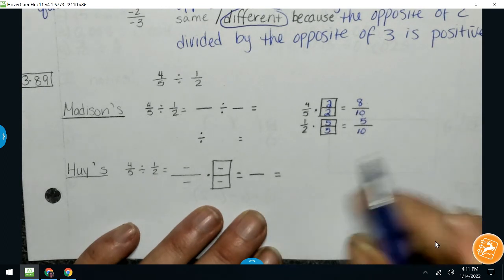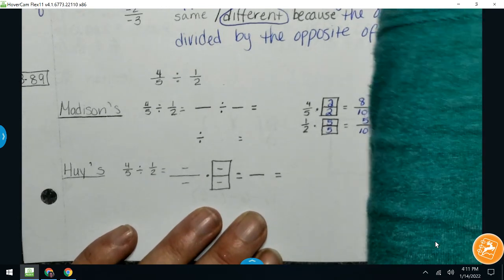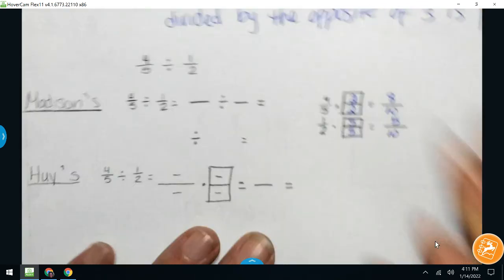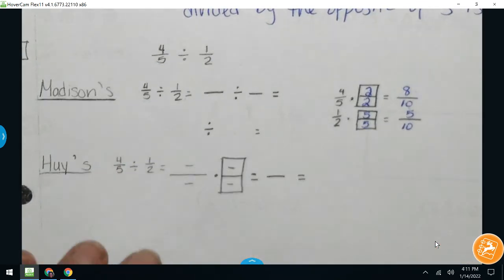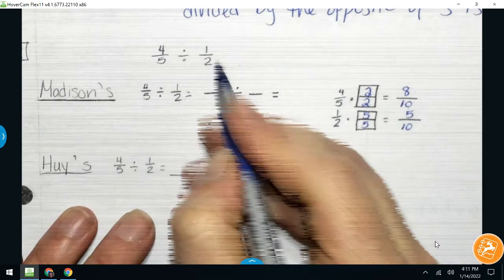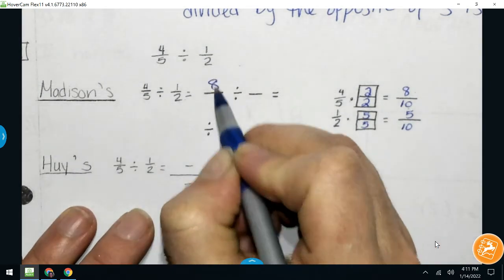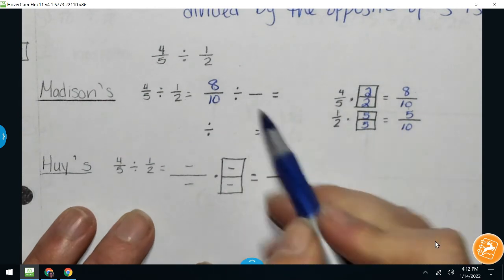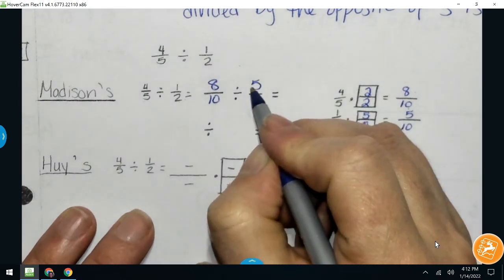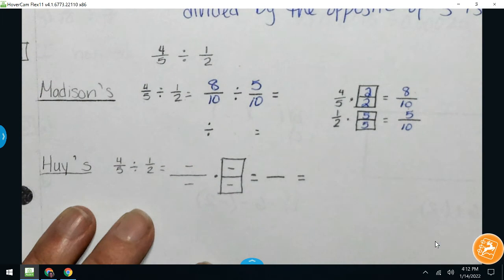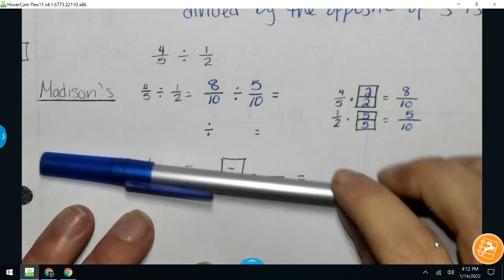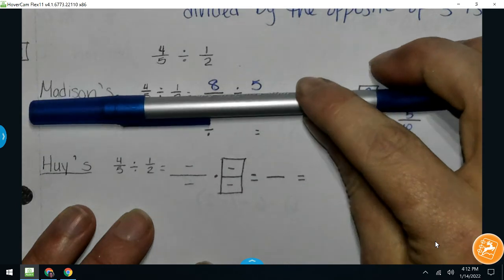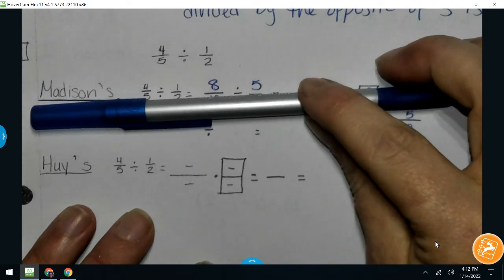Now, as a reminder, order matters. Order matters. There we go. Order matters. So my first one that I'm going to write down is my 4/5 equivalent, which is 8/10. And then the second one is going to be 5/10. And again, once I get this to have the same denominator, I no longer worry about them. That's no longer my problem.